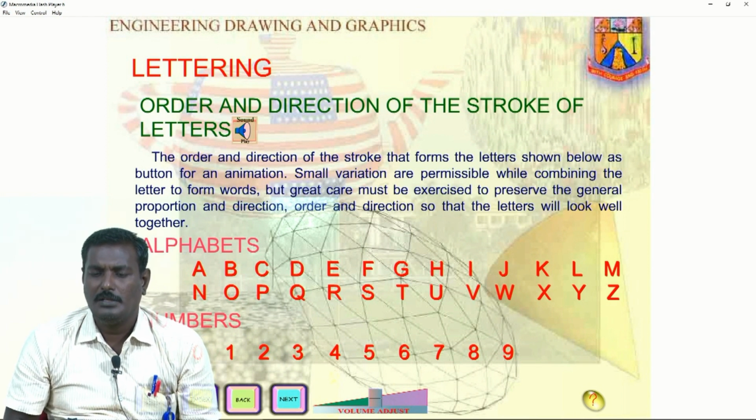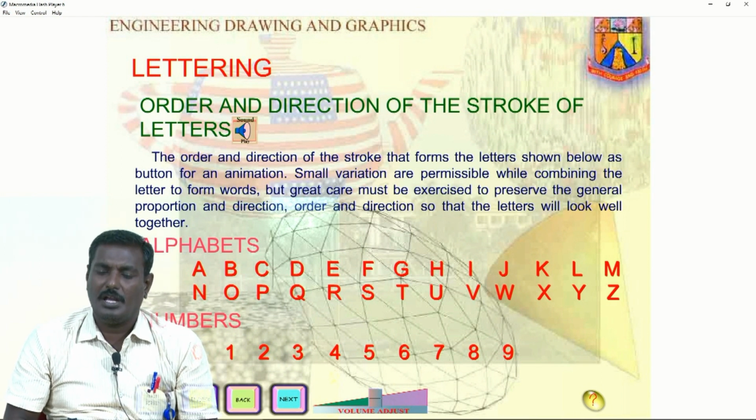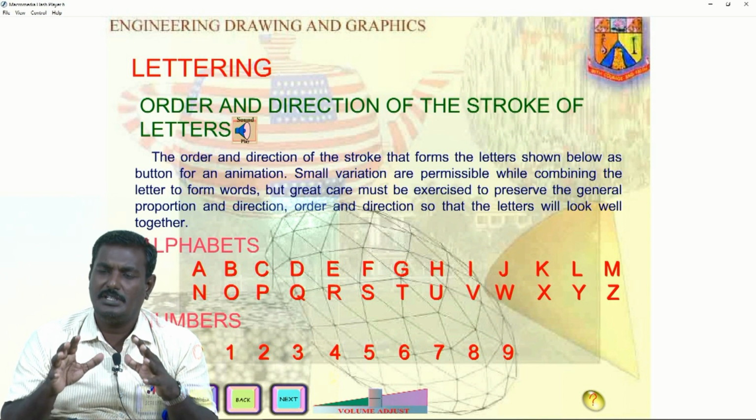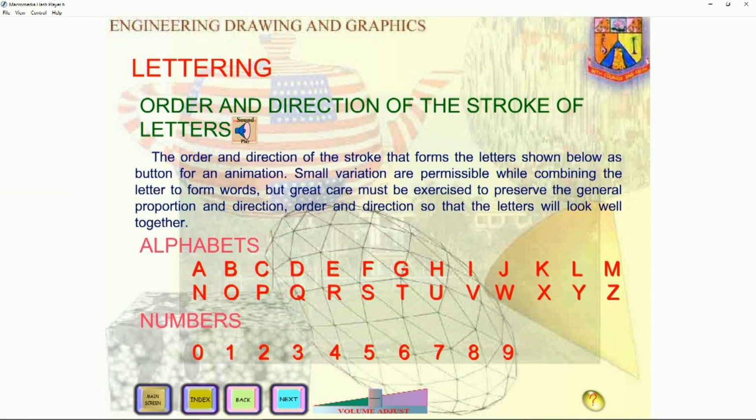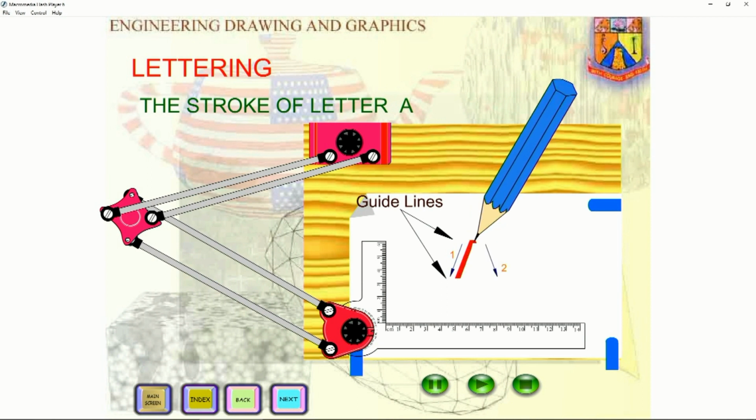Here in stroke writing, how to write those alphabets, you have already learned, those who are learning of this subject know about how to write letters, that is alphabets and numbers. The same way you have to follow the strokes properly. Letter A, try to see, in this animation I have given how you have to produce letter A, where to start. Try to see the guidelines.